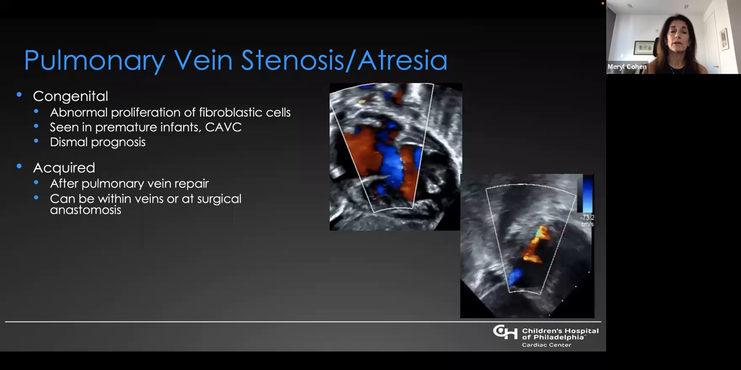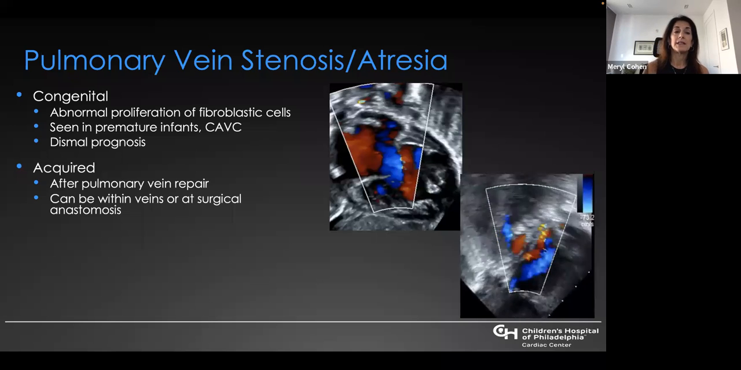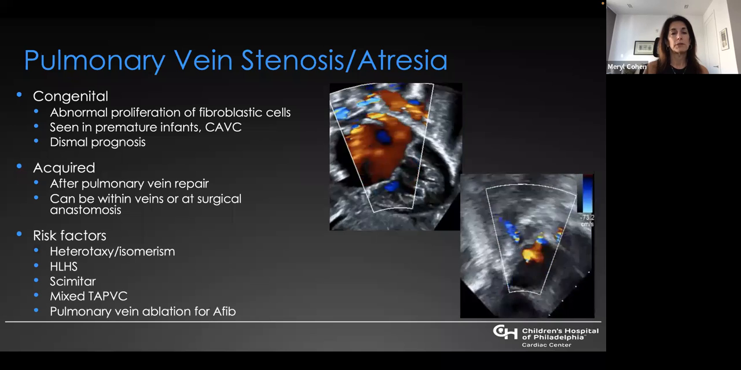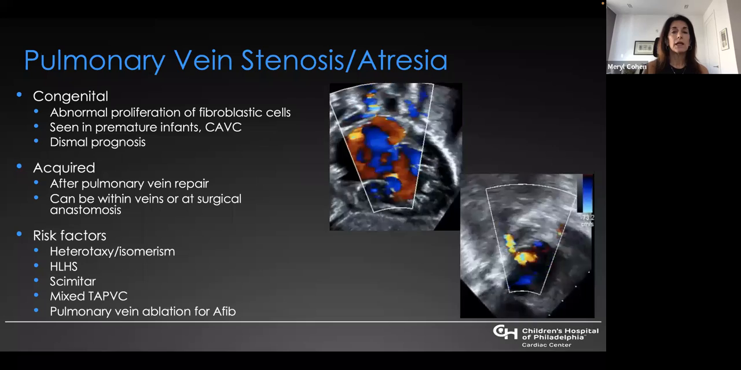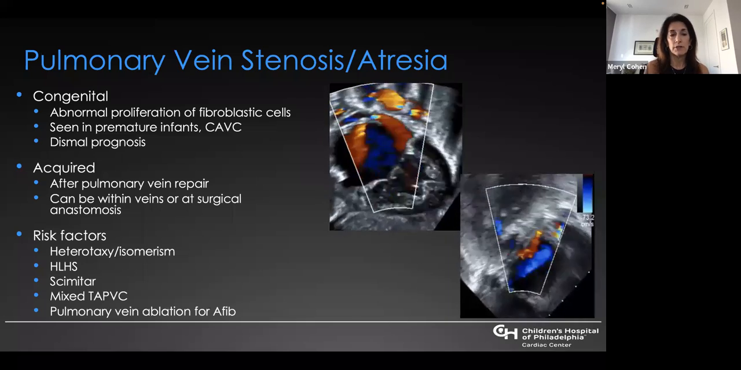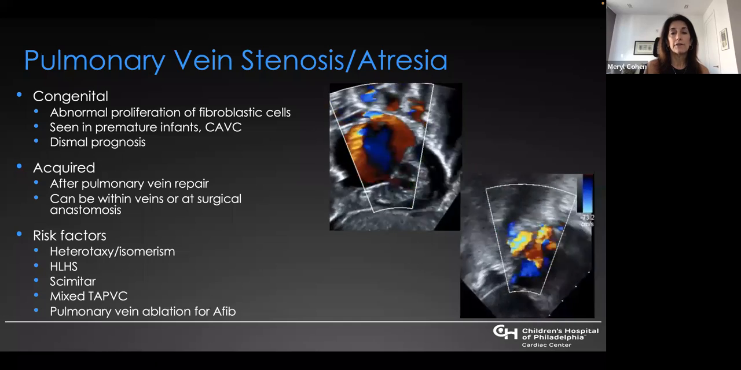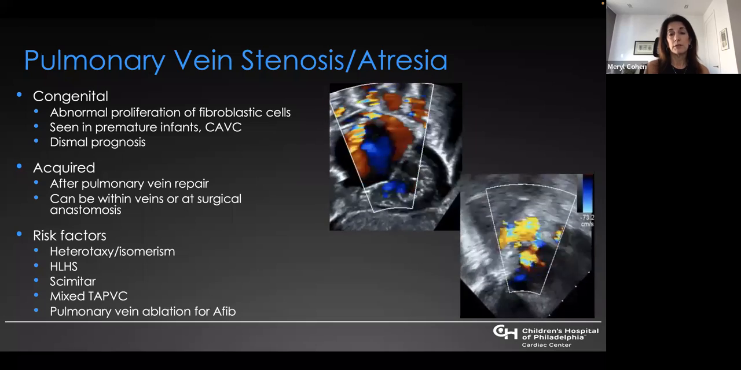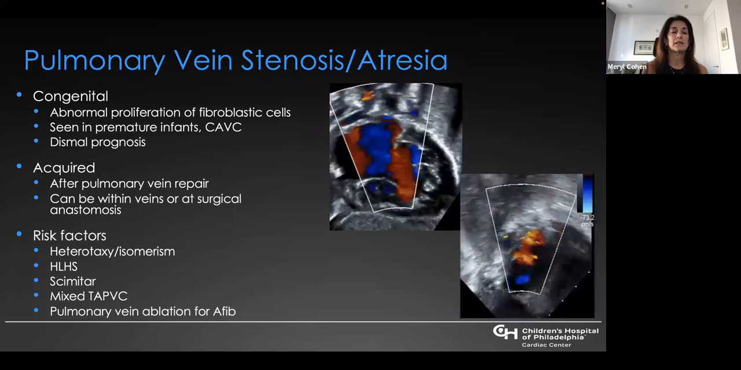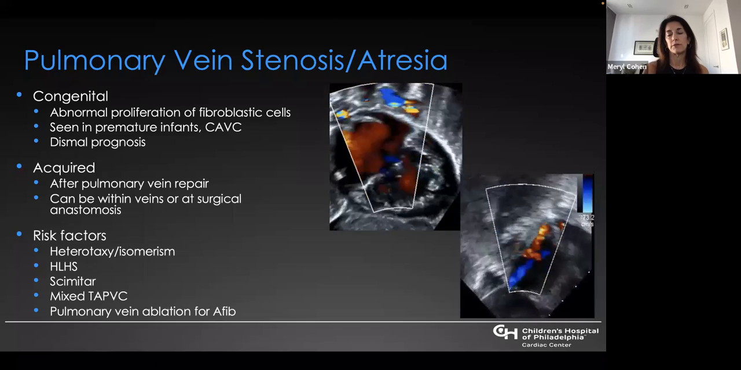If you have acquired pulmonary vein disease after pulmonary vein repair, it can be seen at the surgical anastomosis of the confluence or within the veins themselves, particularly if they were small to begin with. And risk factors for pulmonary vein stenosis include heterotaxia or isomerism. You can see it in hypoplastic left heart syndrome, in scimitar after repair, mixed total anomalous pulmonary venous connection. And in adults, we have seen some cases of pulmonary vein stenosis after ablation near the pulmonary veins for atrial fibrillation or flutter.